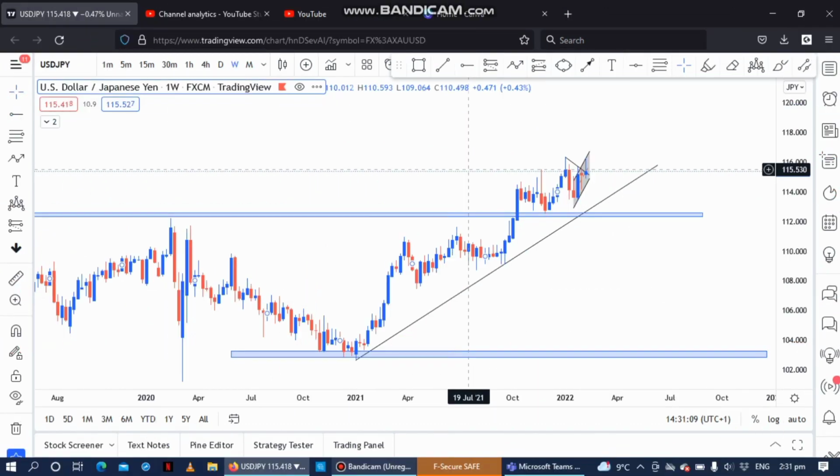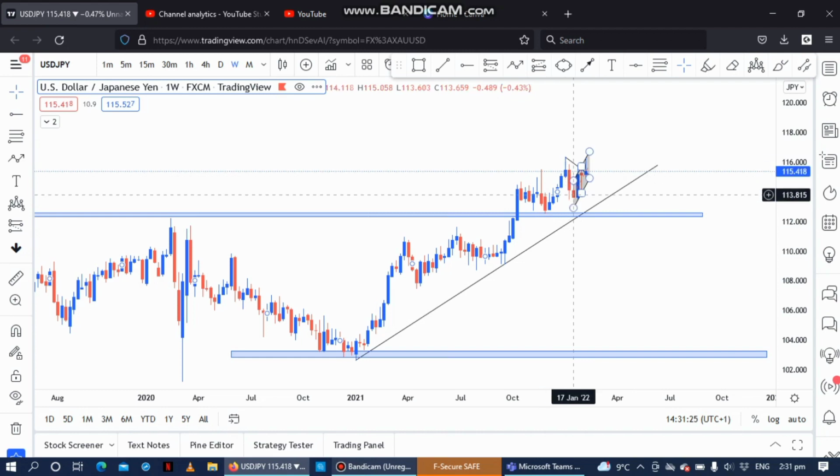So for USDJPY, again, we're going through the weekly time frame down to the 4-hourly time frame. And as you can see on the weekly time frame, price has gotten to this resistance level here that price has rejected off initially of this level here.